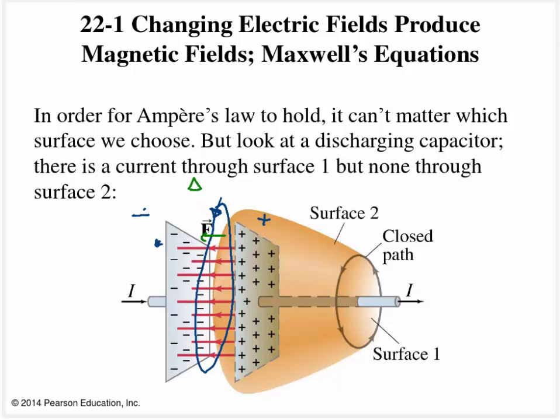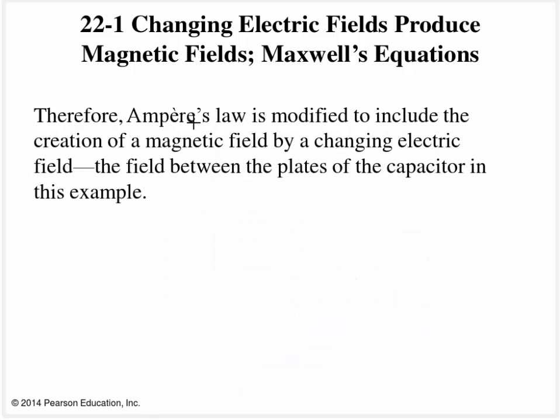So it turns out that this changing electric field is just as good as having current flowing for an Amperian loop. So this is more or less why we take Ampere's law, which says that a current carrying wire can produce a magnetic field, but also we can produce a magnetic field by a changing electric field. For example, plates of a capacitor.